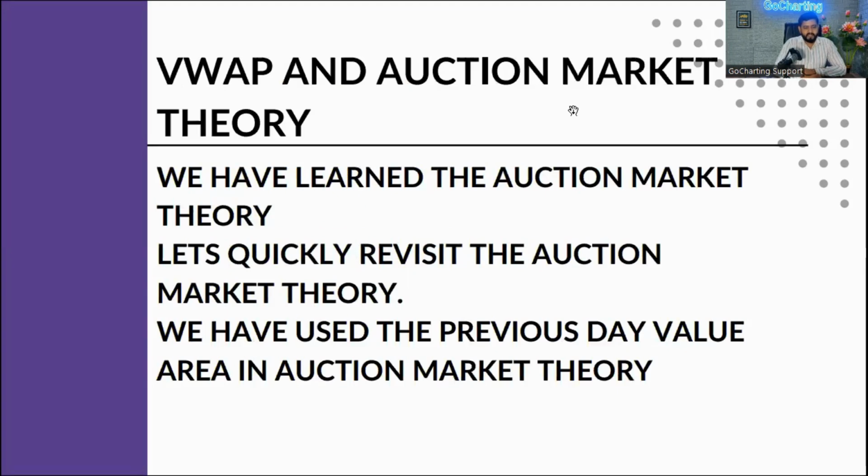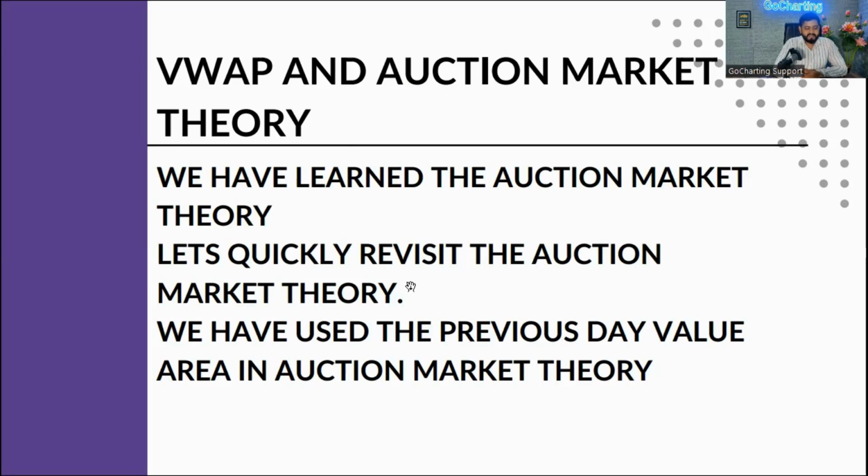Now, let's try to add VWAP and auction market theory together. Okay, so we have learned the auction market theory. So let's quickly revisit it. What were the rules? So the first rule was, if the price is accepting inside the value area, then it will travel from value area high to value area low and value area low to value area high.